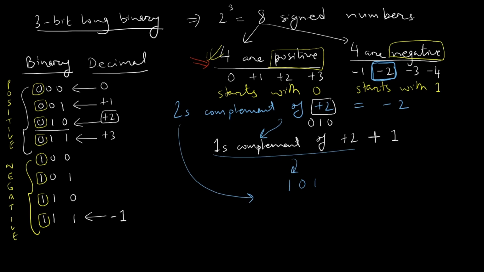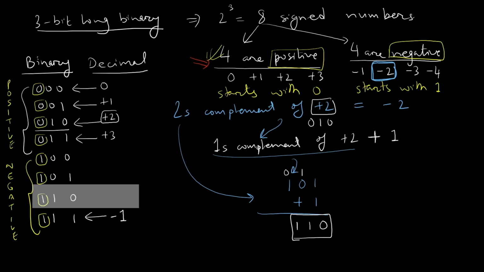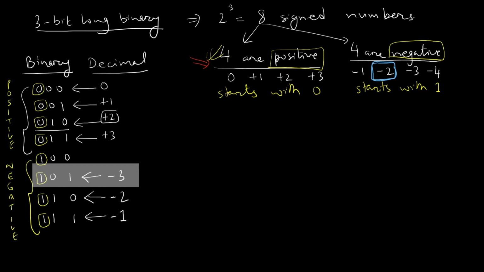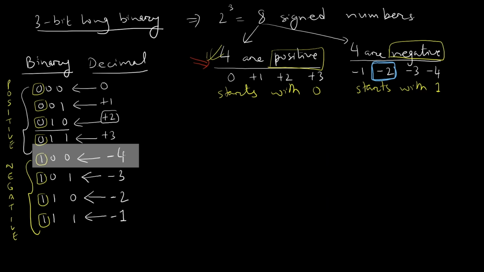2's complement of plus 2 is 101 plus 1, which is: 1 plus 1, sum 0, carry 1. 1 plus 0, sum 1, carry 0. 0 plus 1, sum 1, and there is no carry. So the answer is 110. So minus 2 is represented as 110. Similarly, minus 3 is represented as 101 and minus 4 as 100.